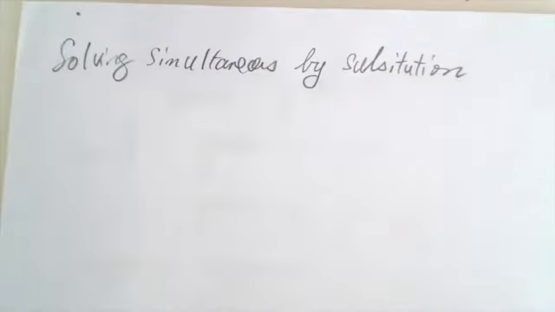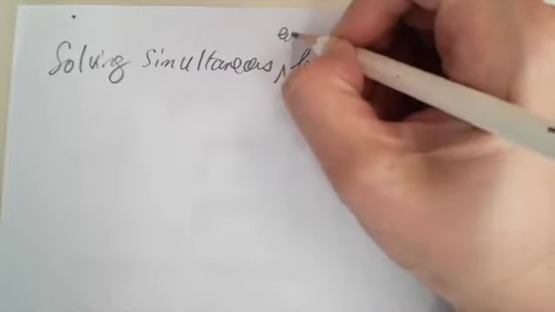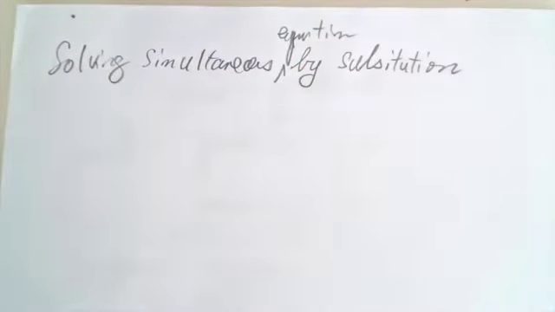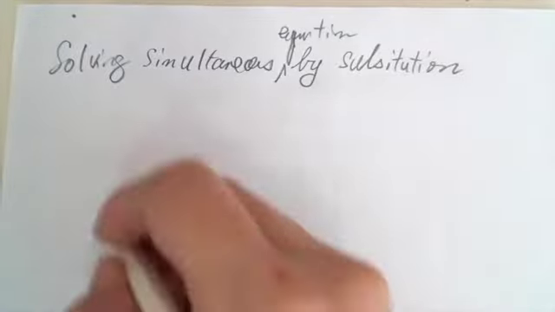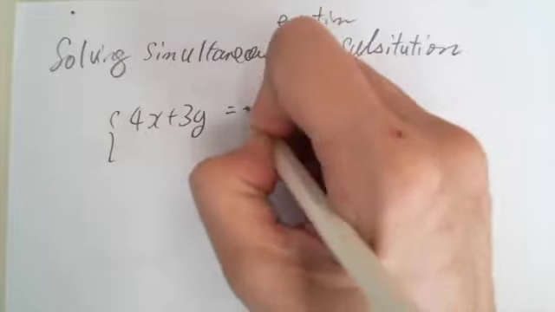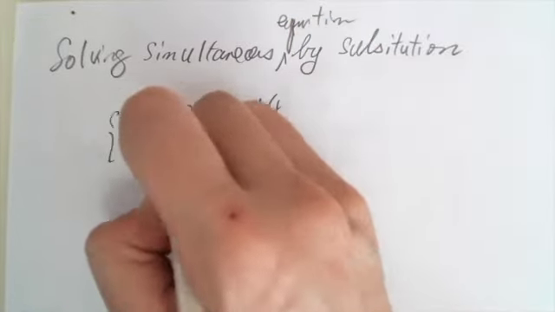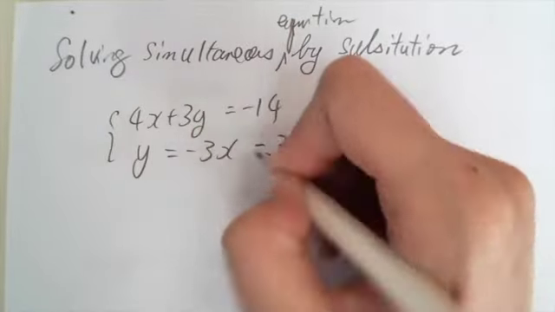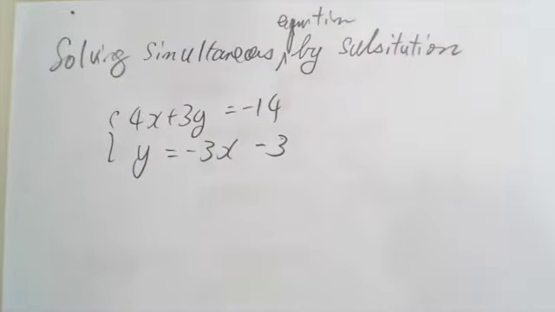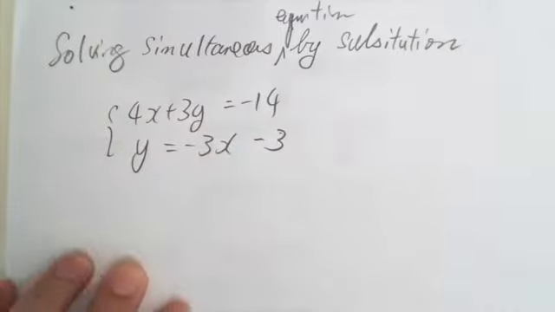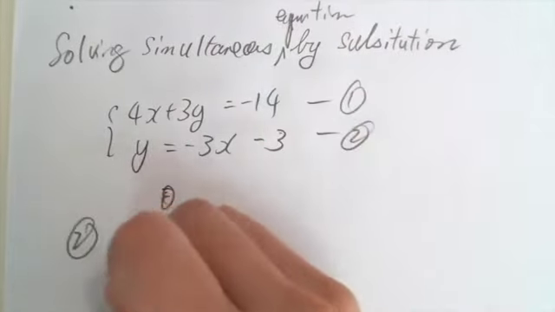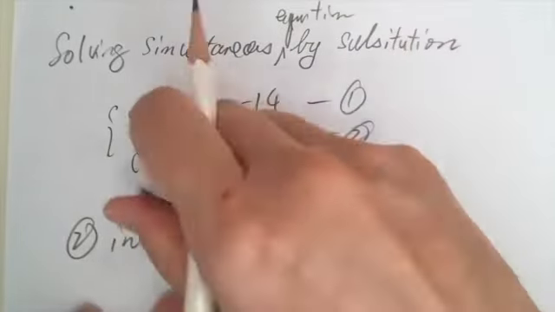All right, solving some simultaneous equation by substitution. So we need to substitute one thing into the other. So for example, we got 4x plus 3y equals negative 14 and y equals negative 3x minus 3. So we can do that by substituting inside. So let's do it. Right, so we're putting 2 into 1. So we're putting that inside.